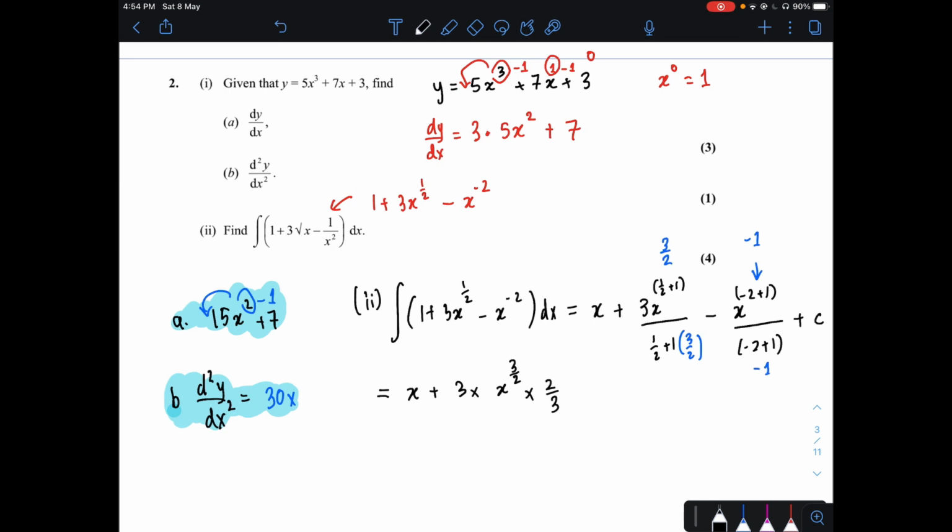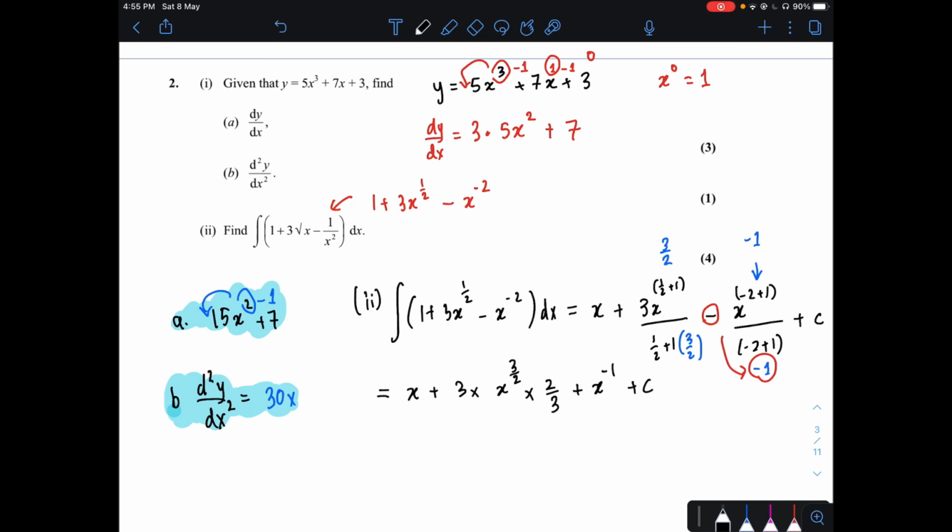Next, how many minuses do we have? We have a minus times this negative 1 over here, so we're going to be left with the positives. That will be plus x to the power of minus 1 plus c.